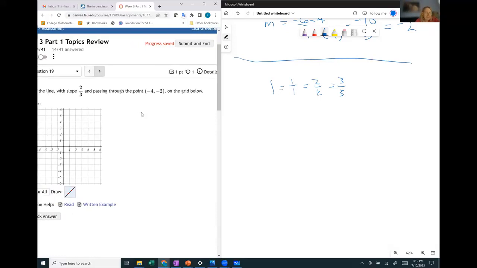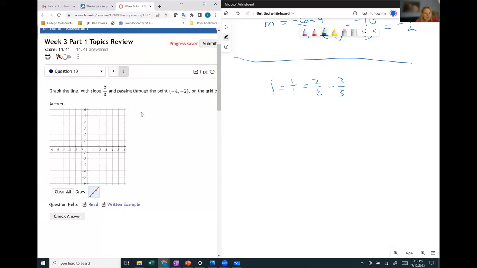Again, they're just telling us a starting place. So I'm starting here at -4, -2. And the slope is 2/3, which means I go up 2 and over 3, right? It doesn't matter where I start. I start wherever I start. But then from there, I put my slope.